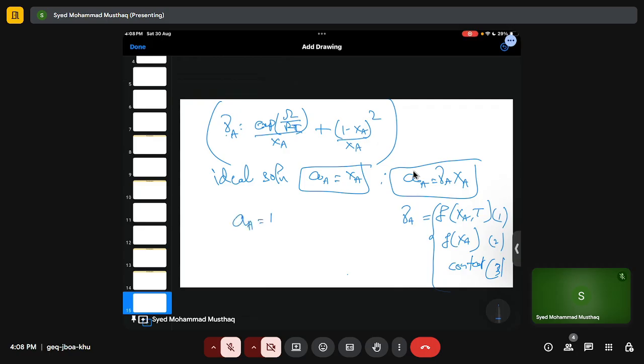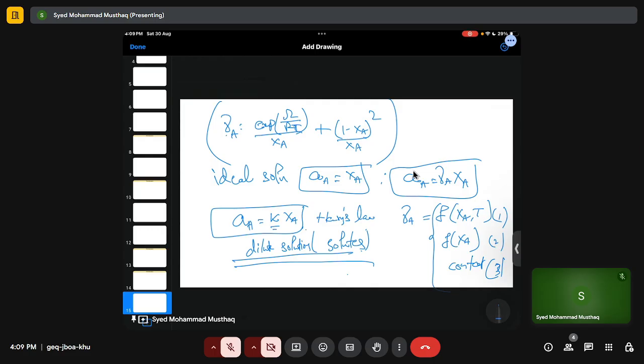Henry's law. Now this is my Henry's law. Constant. It will not change. Mostly it will not change, only in dilute solutions. And it is applicable for only solutes. We are talking about dilute solutions. That is Henry's law.